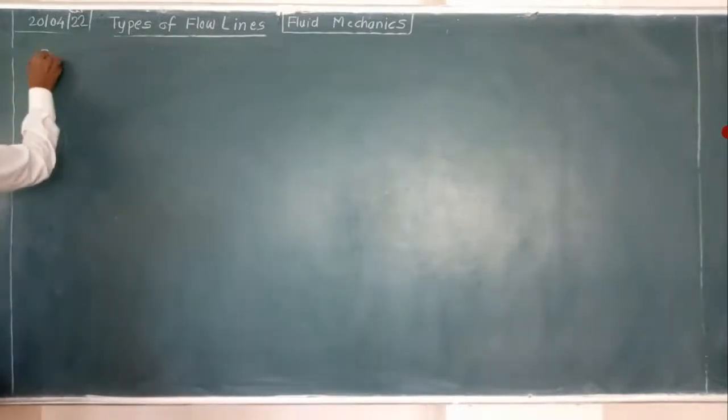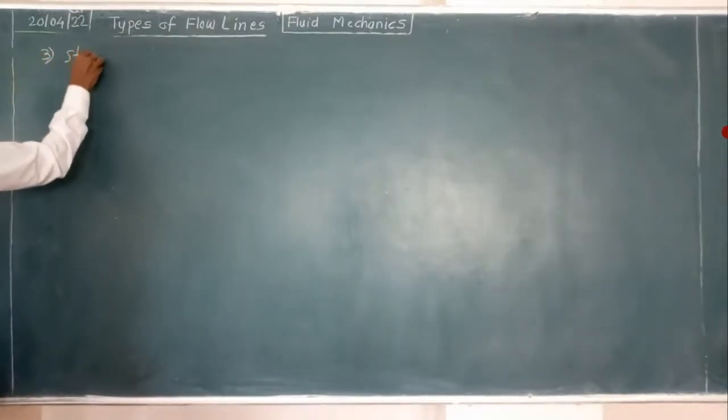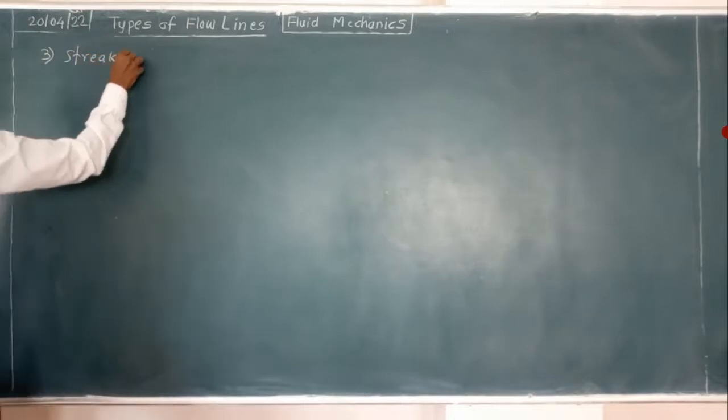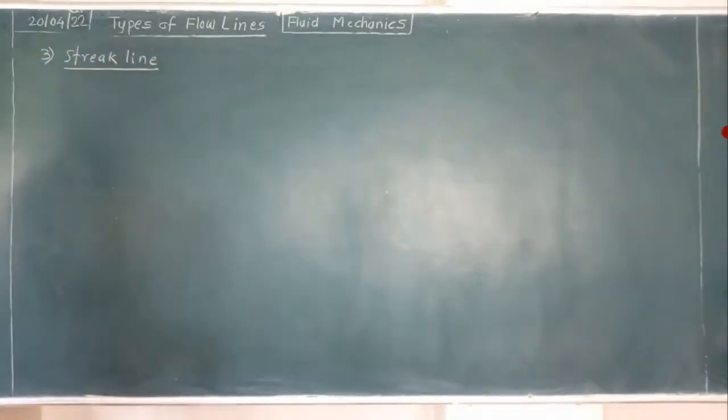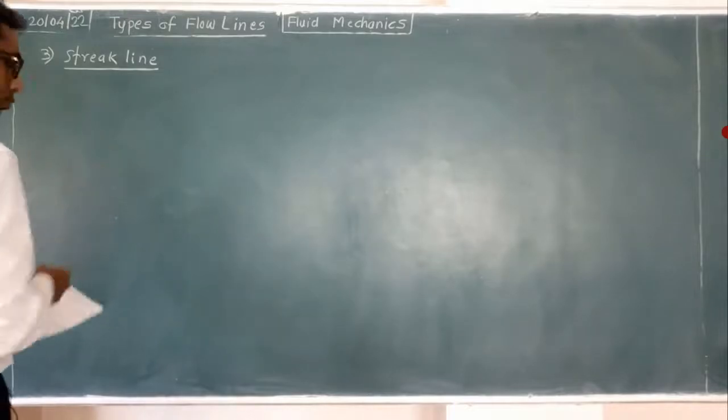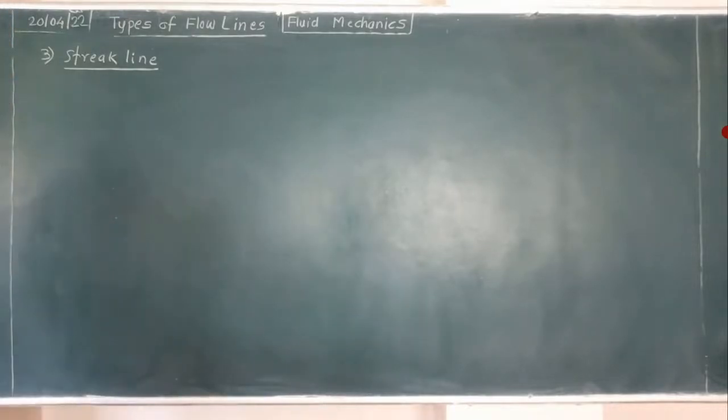Third type is a streak line. Now this line has importance that we will discuss. What is the importance? Many applications are there regarding this streak line. I will show you two diagrams first of all, and then we will go to the definition, because a diagram gives us very clear understanding.